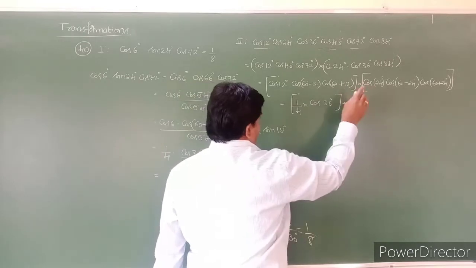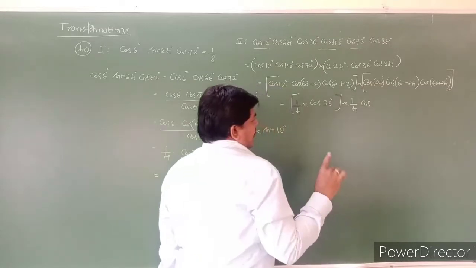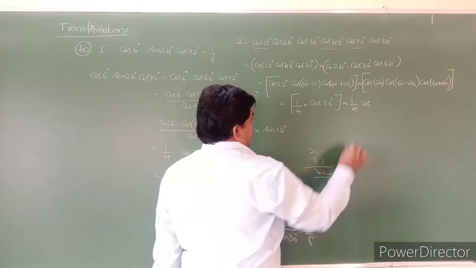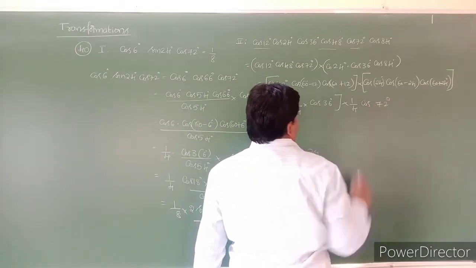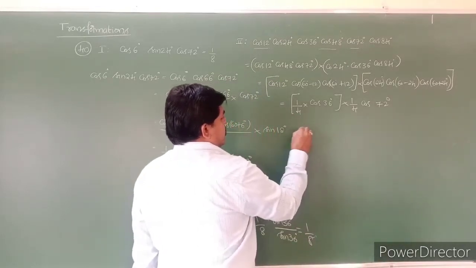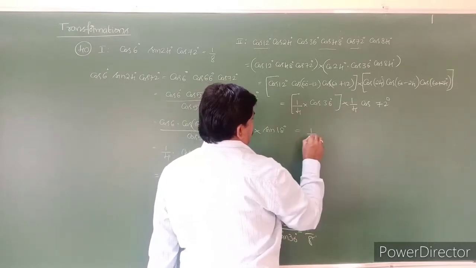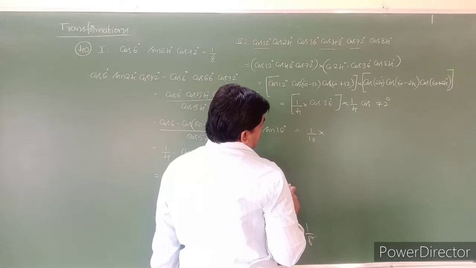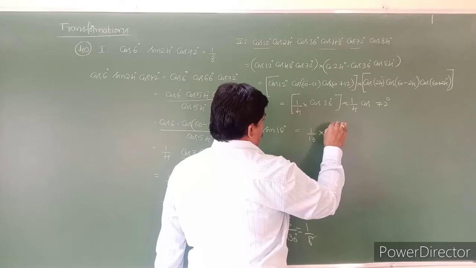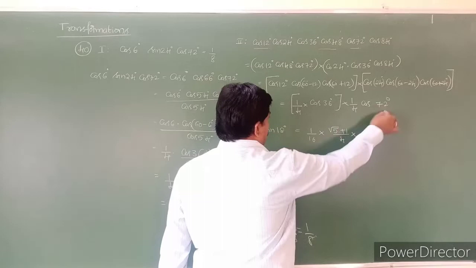Into, what is this? This is also the same. So it will become 1 by 4 into cos 3 theta, that is 3 into 24, which is 72, that is cos 72 degrees. So what happens, students? That is equal to 1 by 4 into 1 by 4, which is 1 by 16, into cos 36. What is cos 36? It is root 5 plus 1 by 4, into cos 72.